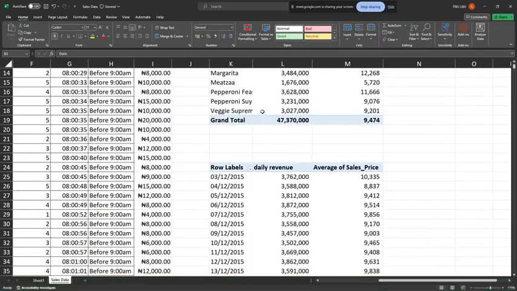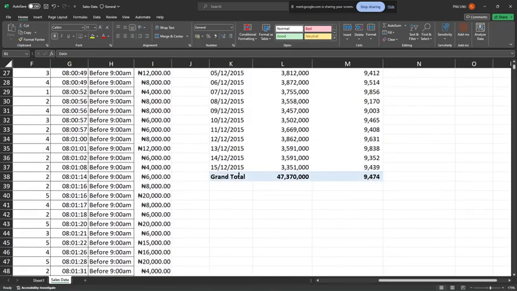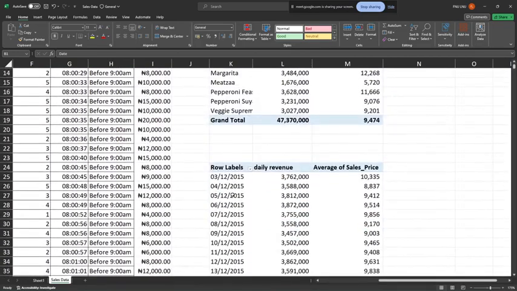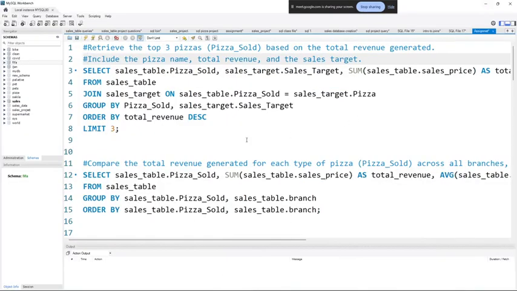Now, I want you to answer this question. Which of these two totals do you think we are going to use? Nobody is saying anything. Which of these two? Is it the one based on the pizzas that were sold, or the one based on the date? The one based on pizza. Thank you. The one based on pizza.